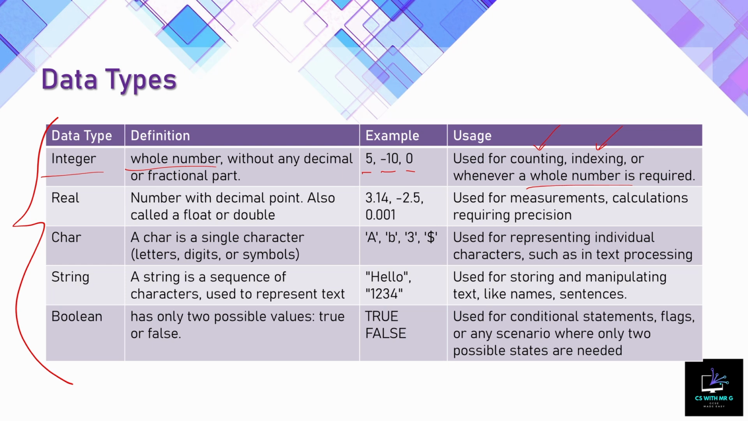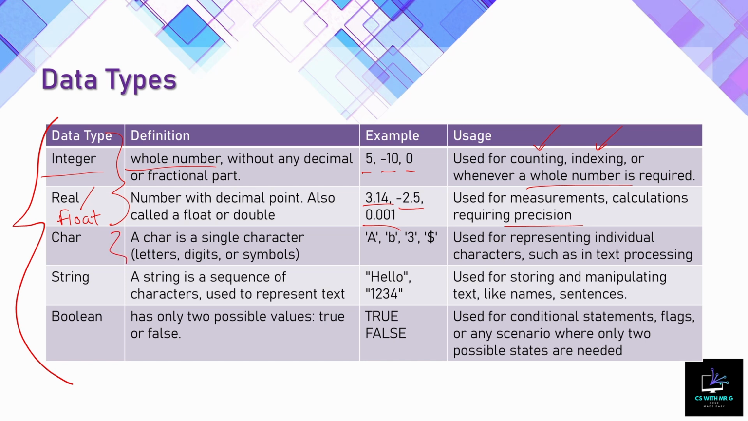So integer, super easy, and that brings us to a real, which is also known as a float. Okay, so it is good practice to know both terms. I'll be calling them a real in this lesson, but a real number is a number with a decimal point. So in examples, you've got 3.14, -2.5, or even 0.001. So if you are measuring something, performing complex calculations, or there's a scenario where you require a certain amount of precision, then you would use a real data type in order to store a number. Now, both of these data types are numerical, so whenever you are storing numbers in a program, you would use one of these 2 data types.